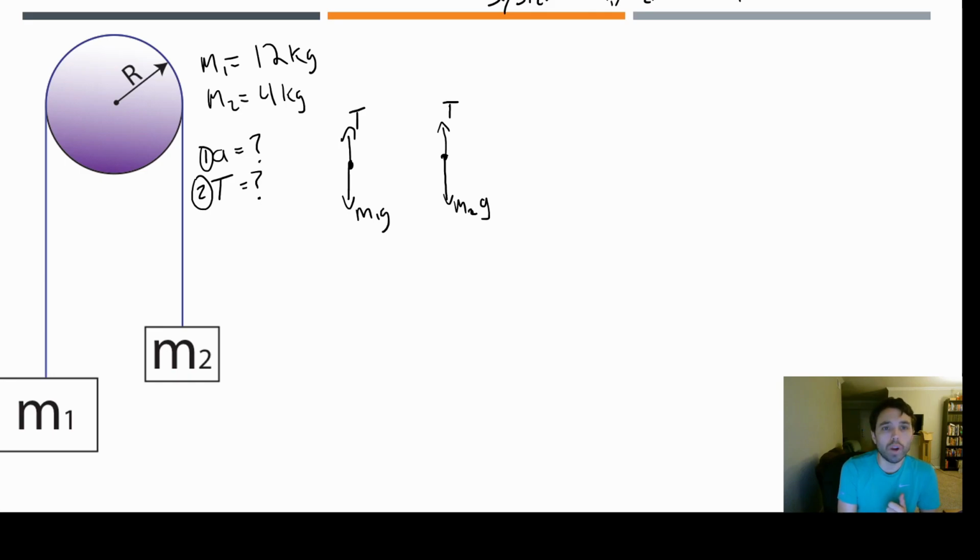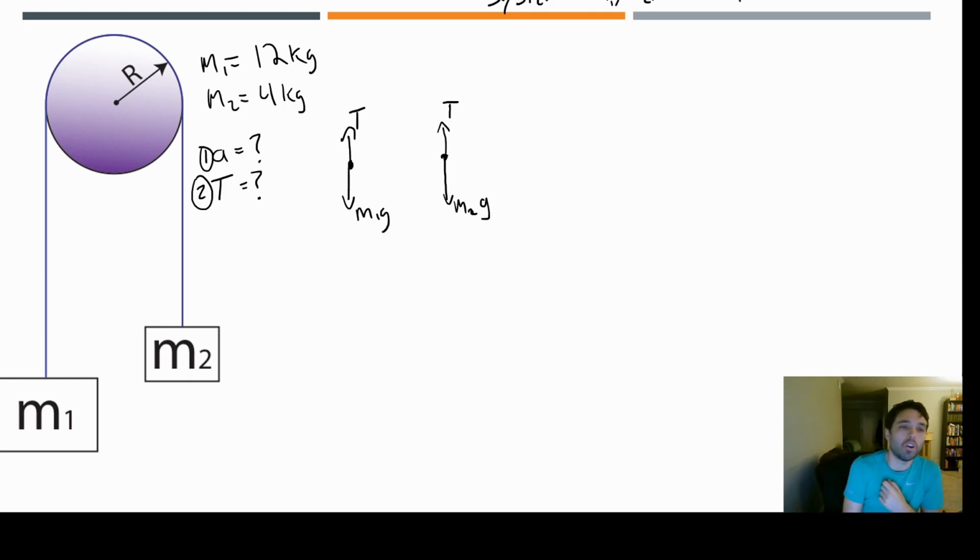We've always called to the right positive or up positive, and we've always called left or down negative, but that's going to be a little different here with pulleys. Pulleys change the rules when it comes to direction, because if you'll notice, both of these weights on our masses are down, right? They're both down.